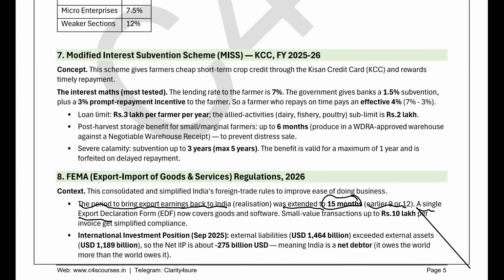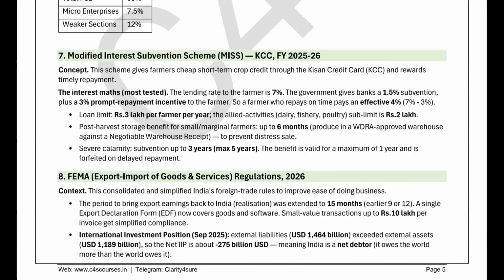A single export declaration form, that is EDF, now covers goods and software. Small value transaction up to rupees 10 lakh per invoice gets simplified compliance. ठीक है, now please have a look at this.